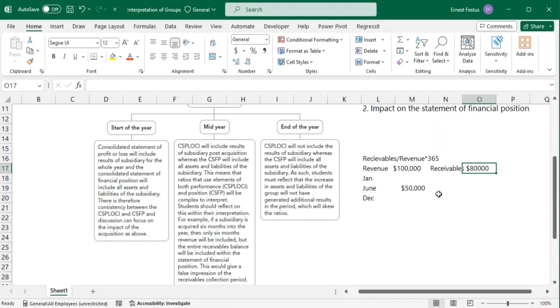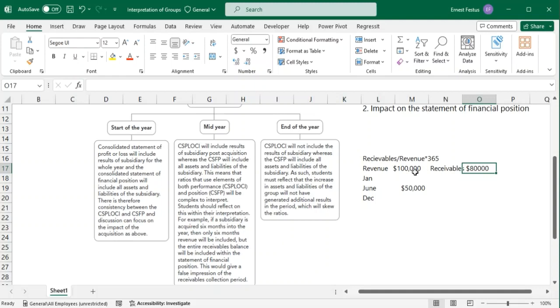So what you have to do is that in your analysis, you have to comment on these issues within the interpretation. When you are interpreting the financial statements, you have to make mention of these inconsistencies in the figures so that your results will not give a false impression of the overall analysis of the group.